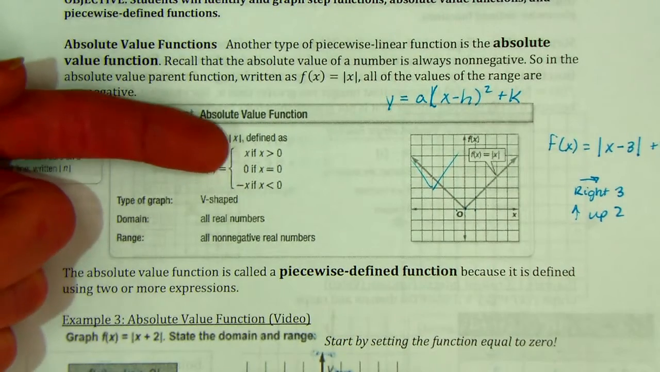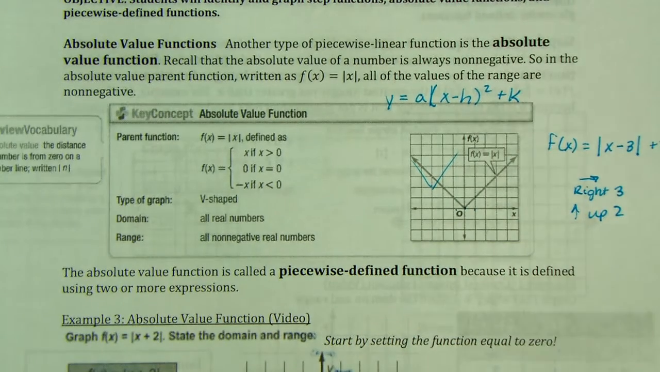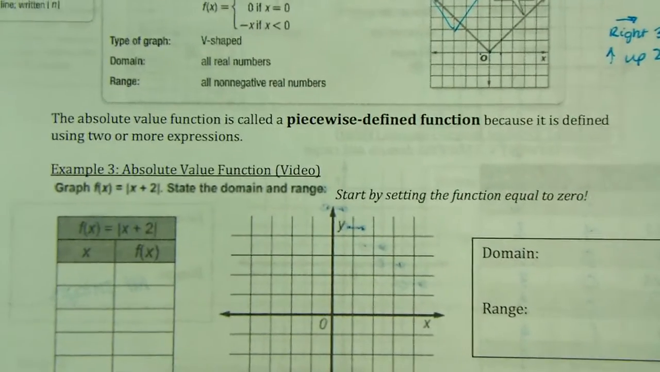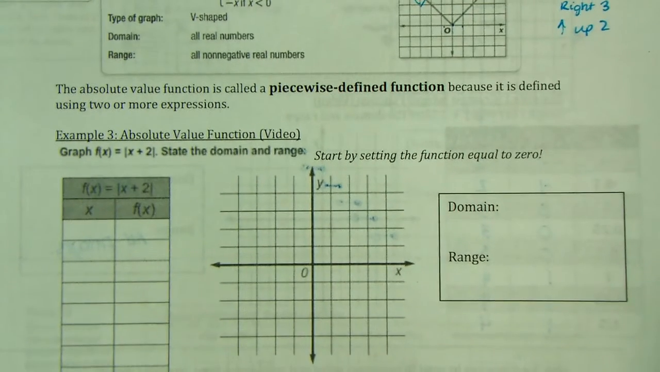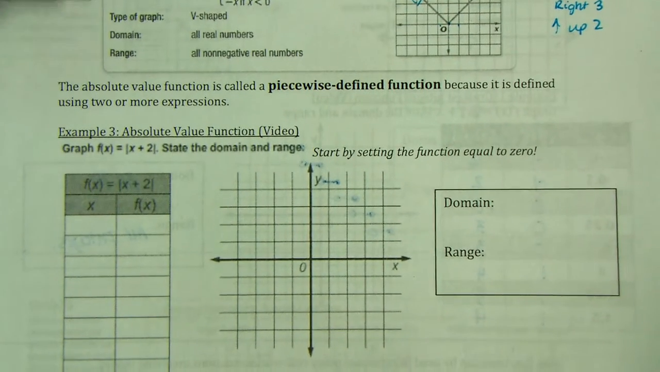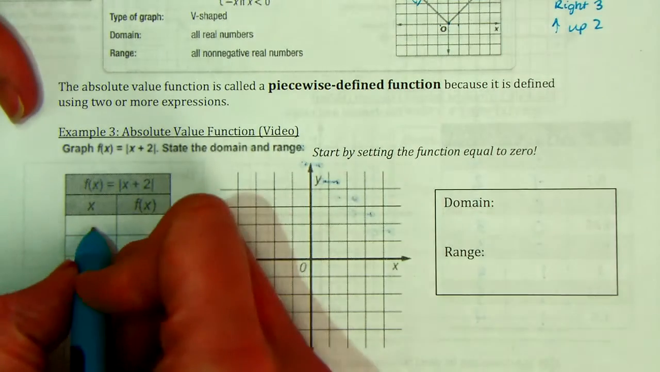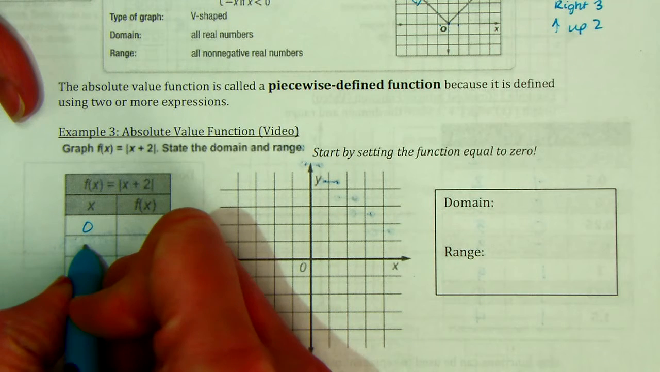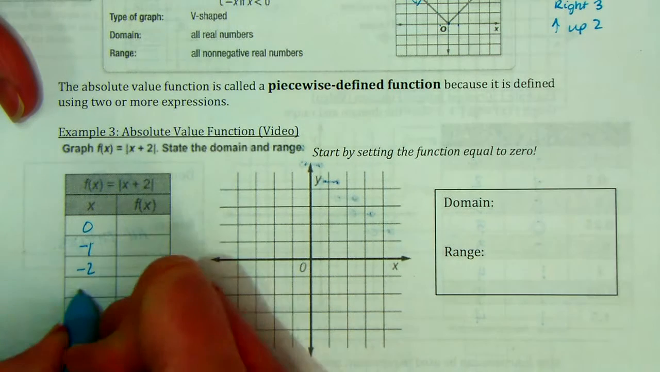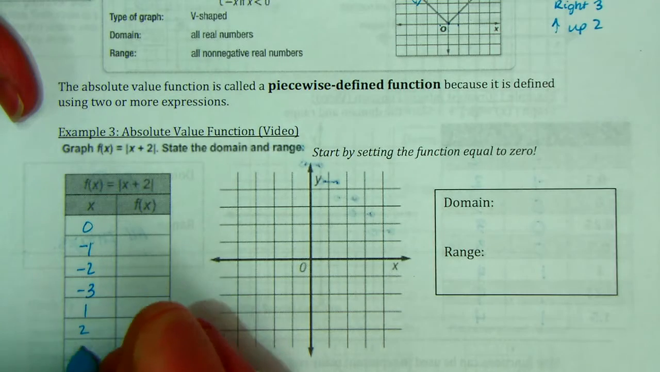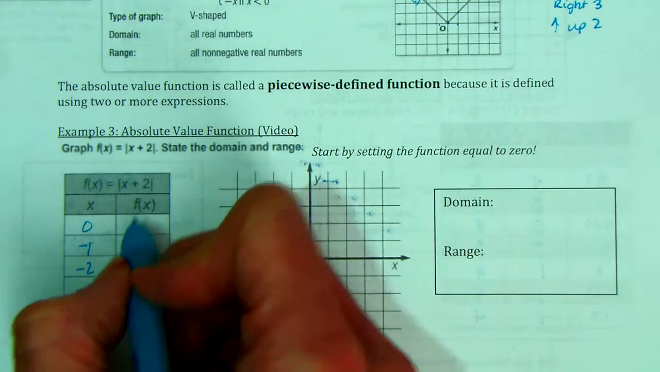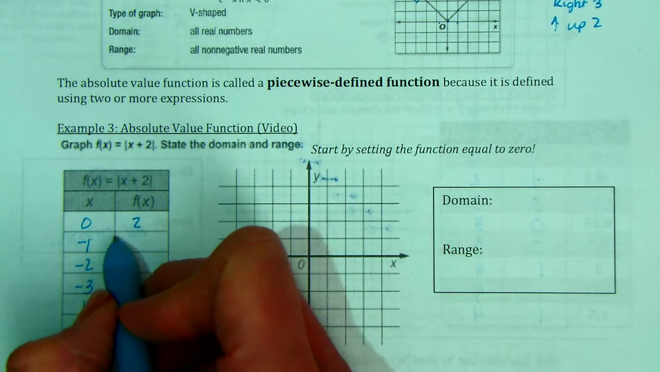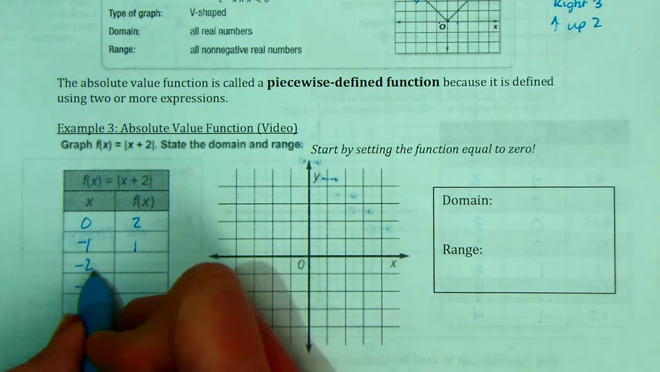So let's look at this right here. Okay, state the domain and range. Start by setting the function equal to 0, which it already is. Now I'm going to plug numbers in there. So let's go 0, -1, -2, -3, and then 1, 2, 3, just to plug it in. 0 plus 2 is 2, absolute value of that. -1 plus 2 is 1, absolute value of that. -2 plus 2 is 0.